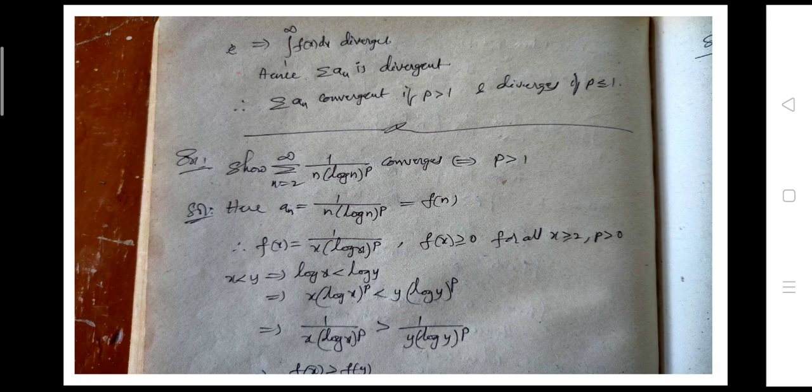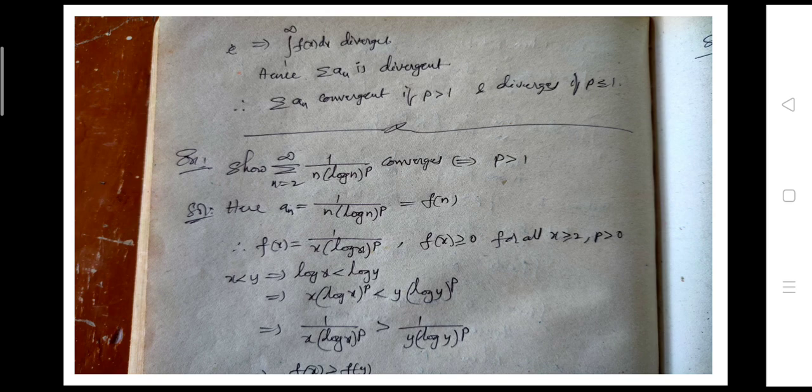Example: show that the series sigma n equals 2 to infinity of 1 by n into log n whole power p converges if and only if p is greater than 1. Solution: here a n is equal to 1 by n into log n whole power p. This is equal to f of n.